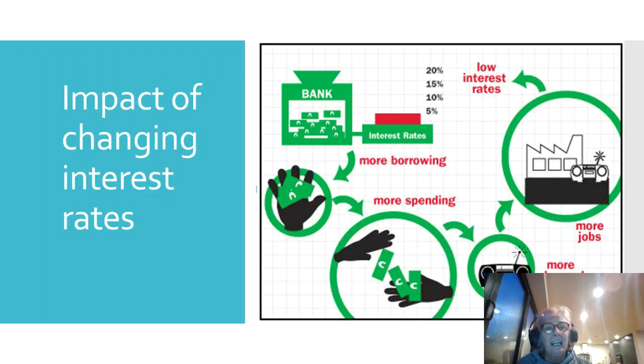So we're going to look at that again in the same thing, slightly different way. So we start with the bank lowering interest rates from 20% down to 5% and making it easy for people to borrow. So it's cheap to borrow now, it's easy to borrow. Consumers and businesses are going to borrow more. And what do they do with that money? Well, they spend it.